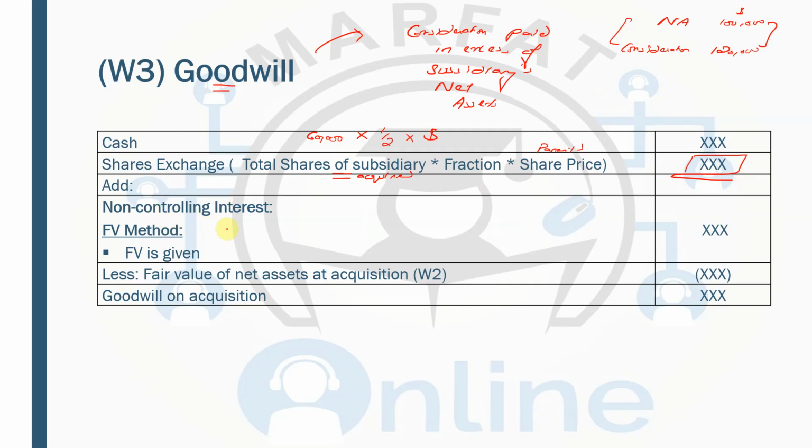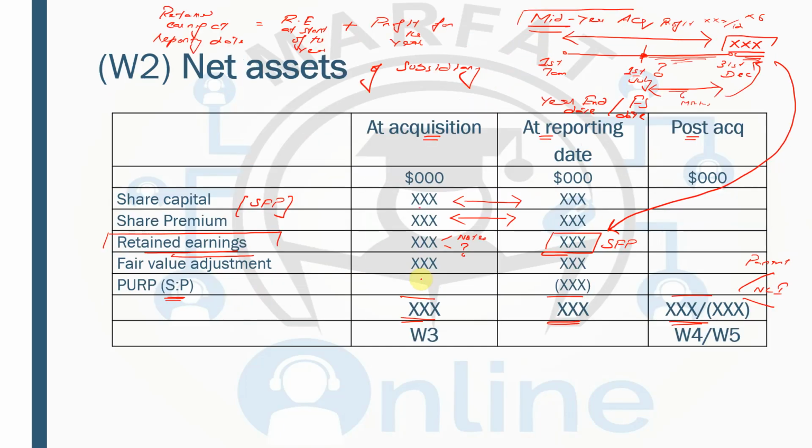And then you add the fair value of the non-controlling interest which is being given in the question. Now, why are we adding these two things, the consideration and the NCI? So let's assume we have acquired 80% shares. So our consideration resembles the 80%. The 20% worth is of the NCI. So we add these two things to make it 100%. And then we less the fair value of the net assets, which is the 100% net assets of subsidiary, which has been calculated in the working number 2. This is the figure which we are going to take in the working number 3.